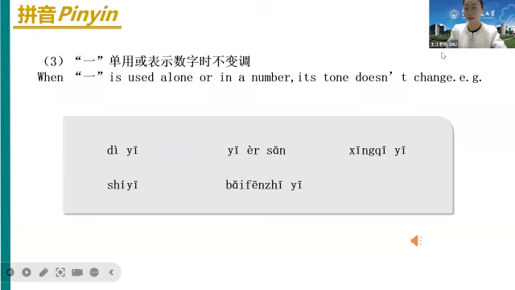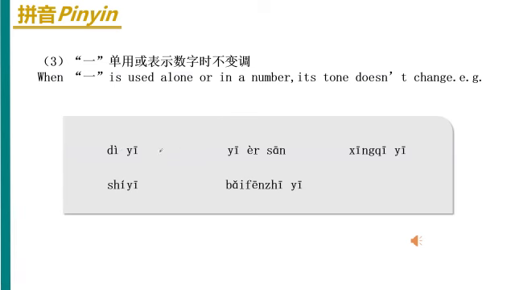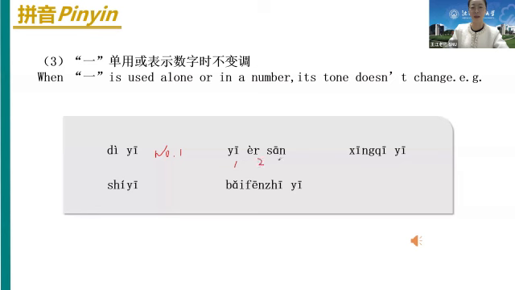Please read after me. 第一, yes, it means number one. 第一. 一二三, it means 1, 2, 3.